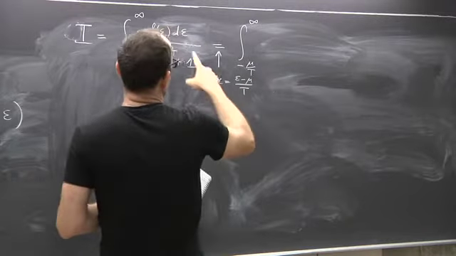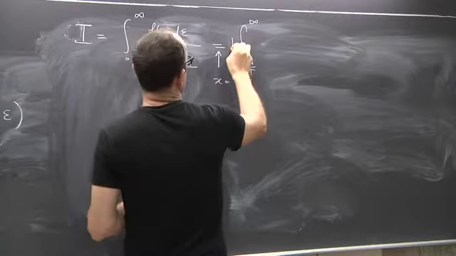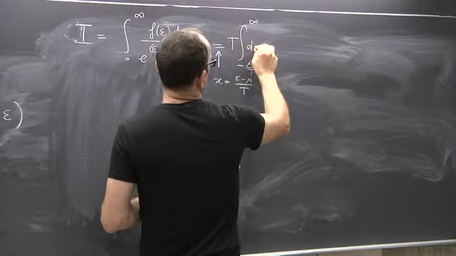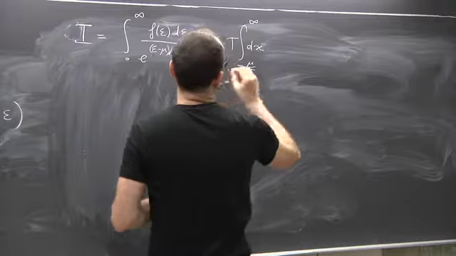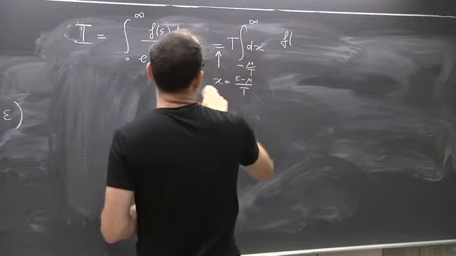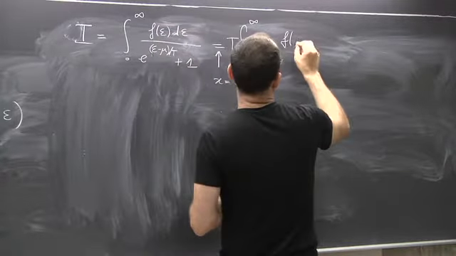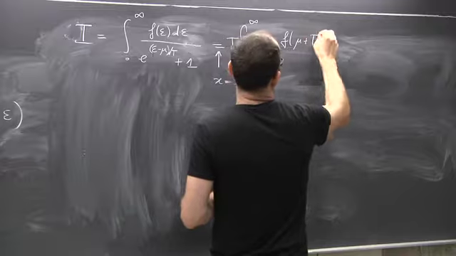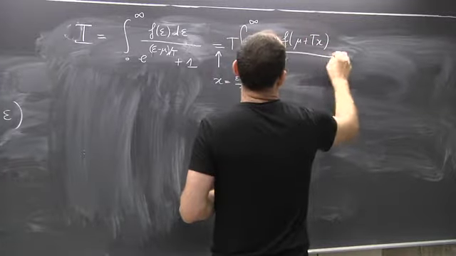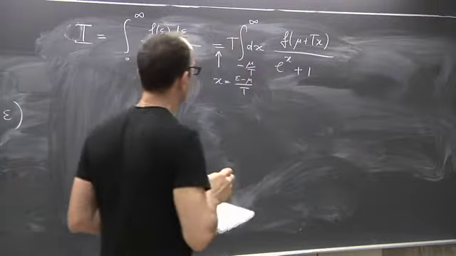And the change of variable dε is t times dx, so there is a factor t here, dx. There is a function f which is computed in μ plus tx, and there is e to the x plus 1.